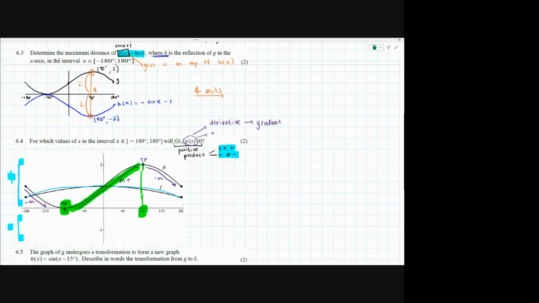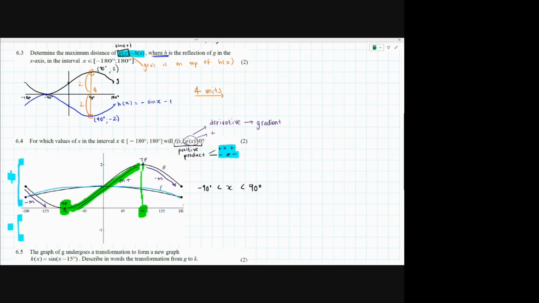So even though the derivative thing is a bit weird and a bit scary, don't let it throw you off. Derivative is gradient. Look at where the gradient is positive or negative depending on the inequality you've been given. So we will only get a positive product between negative 90 and positive 90. The other gradients are negative, and a positive times a negative doesn't give me a positive product.